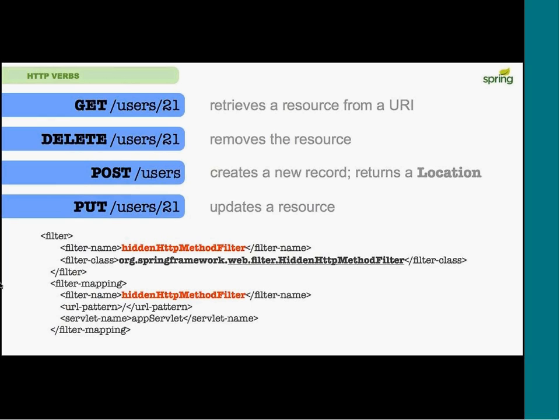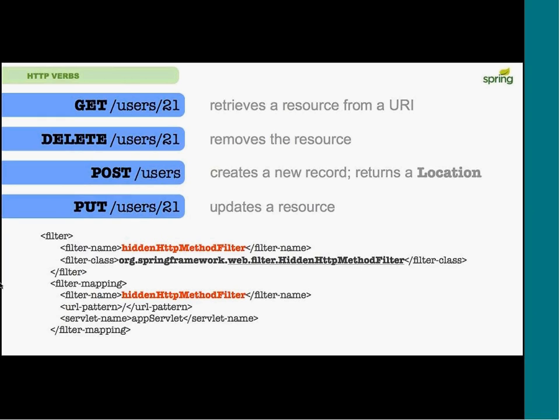HTTP POST sends data to a server and to a URI, and then that URI has to do something with it. What it does is sort of up to the resource, right? It's up to the processing on the back end. Typically, it will create a new record and signal to the client where that new record lives through a location header that's sent back in the response.